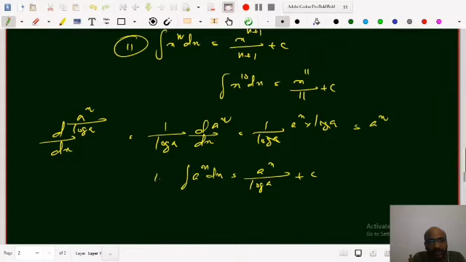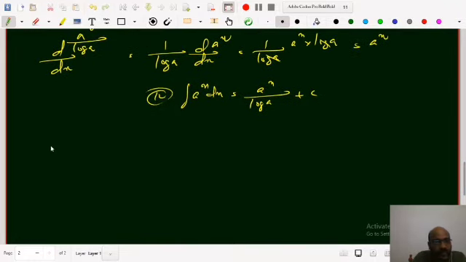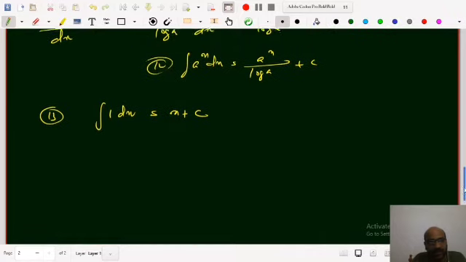This is our 12th formula. Okay. So now what is integration of 1 dx? Derivative of which function is 1? Derivative of x is 1. Therefore, integration of 1 dx is x plus c. Okay, x plus c.